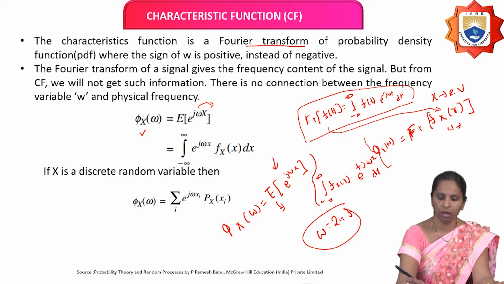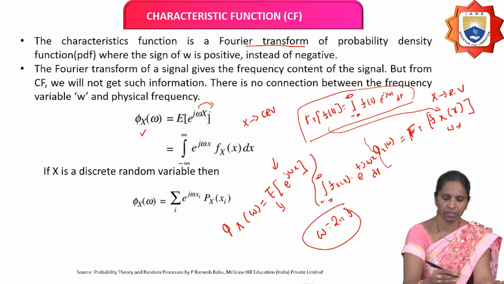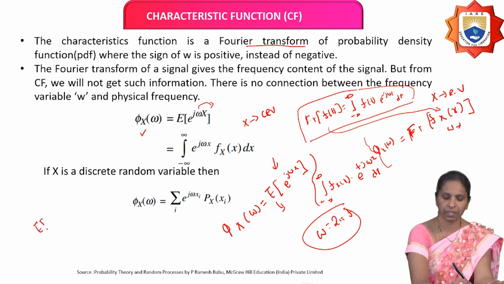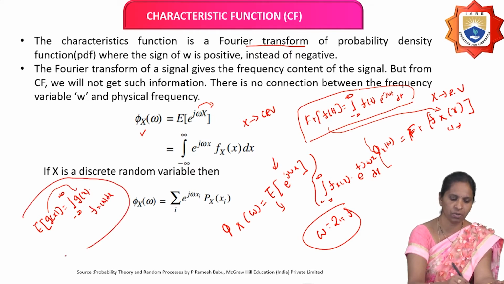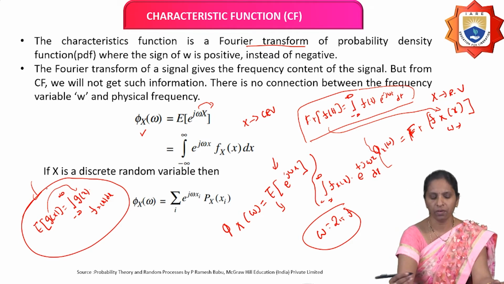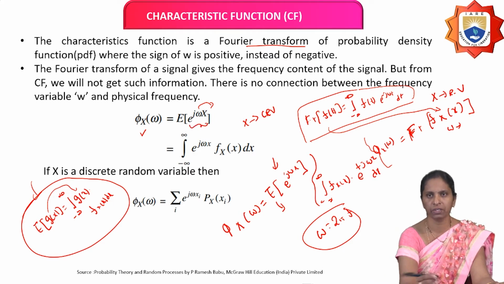Now, if you assume that the random variable x is a continuous random variable, then how do you write the expectation of any function? This I have already finished in the previous modules. The expectation of a function g of x, in the case of a continuous random variable, is the integration from minus infinity of g of x, whatever the function is, into the density function fx of x dx. So, this is the expectation of any function. Now, in place of g of x, you have e power j omega x.